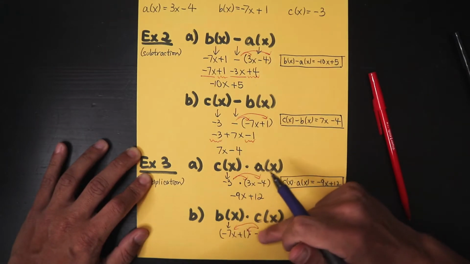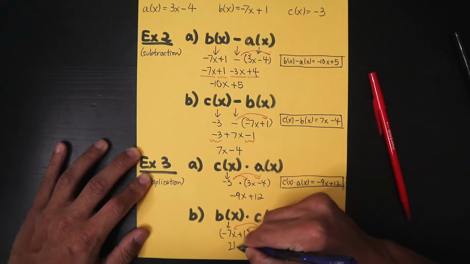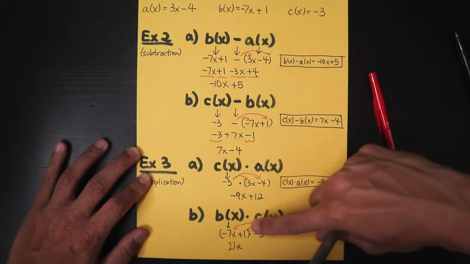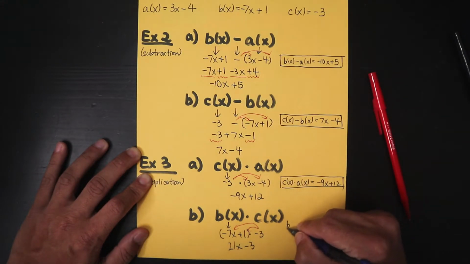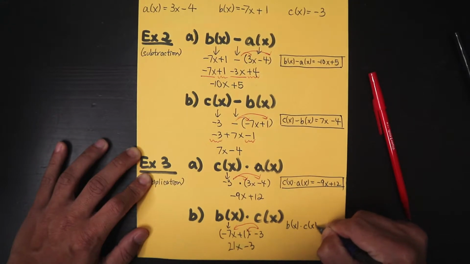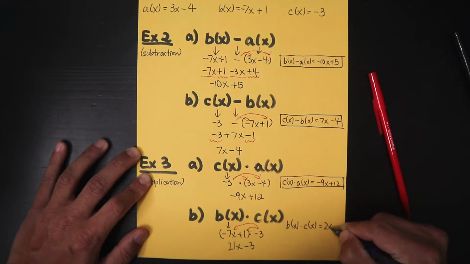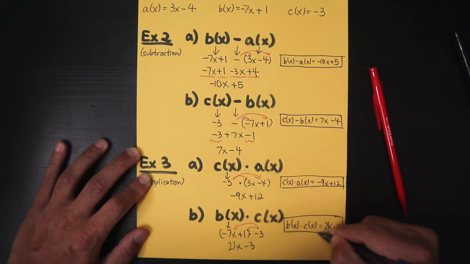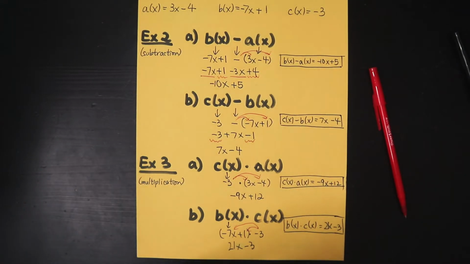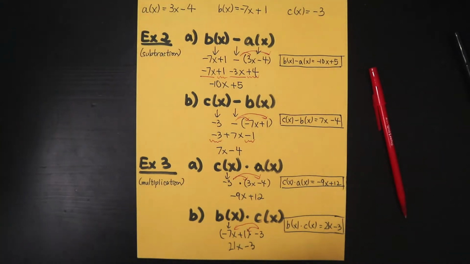So negative 7x times negative 3 is positive 21x. And then positive 1 times negative 3 is negative 3. So that means b of x times c of x is going to be 21x minus 3. And this is your multiplication of b of x times c of x. And that's pretty much the end of the lesson.